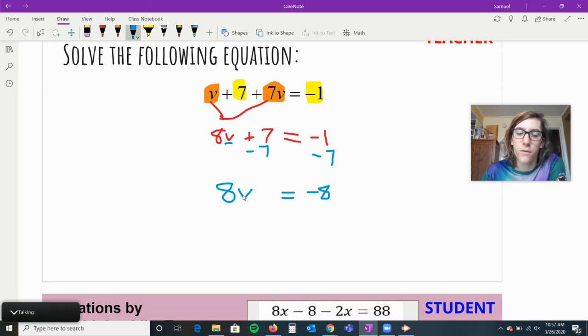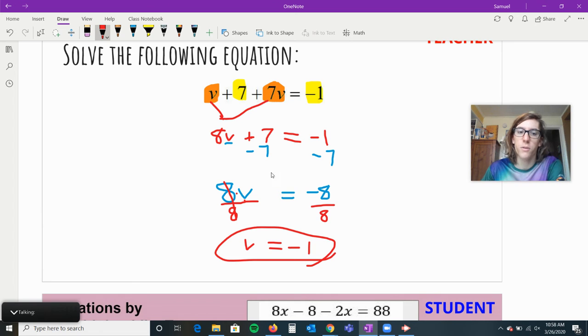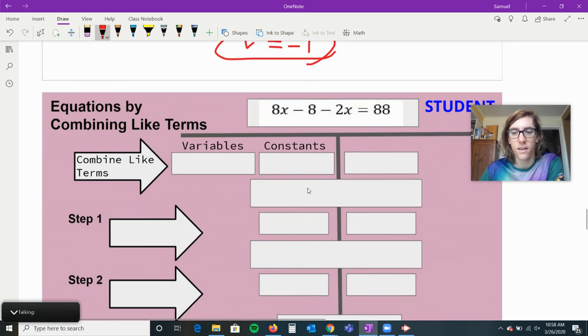Okay, now to solve for v, to get v by itself, I need to do the inverse operation. If they're multiplying 8 times v, then I need to do the opposite, which is dividing. So opposite of multiplying by 8 is going to be dividing by 8. Let's do that to both sides. That's 1 whole. And now v is equal to -1. Okay? You always plug it in to see if you got your answer correct.